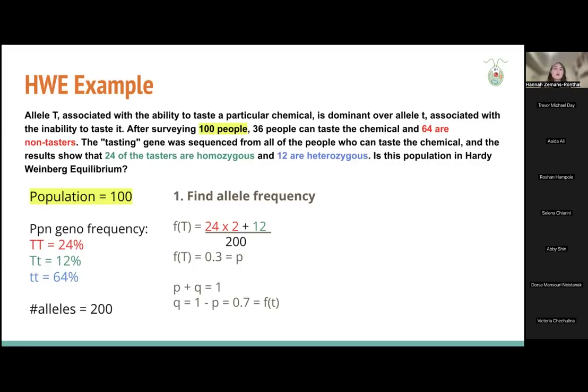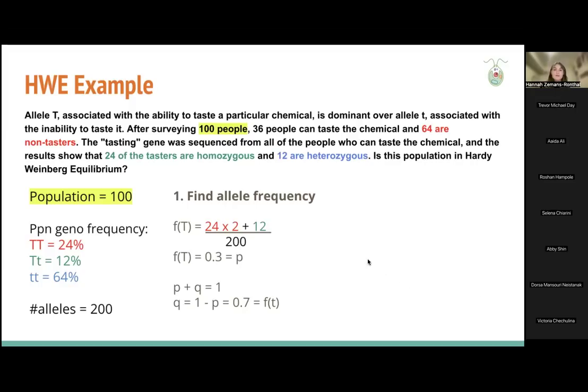And then because we know that p plus q equals 1, we can say q equals 1 minus p, which is equal to 1 minus 0.3. Sorry, I should have spelled it out. So q equals 1 minus 0.3, which equals 0.7, and that is the frequency of our recessive allele.